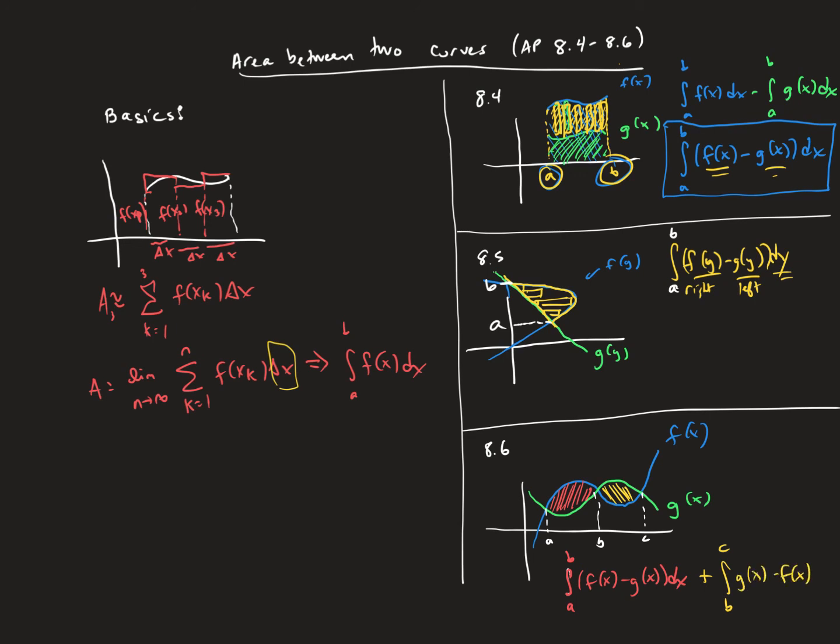So essentially, anytime the functions switch places, you have to write a separate integral where the thing that's on top goes first. And if it crossed with a y, it would be the thing that's on the right goes first. So now you can start working on some FRQs that are based on this stuff and get some practice in the concepts.